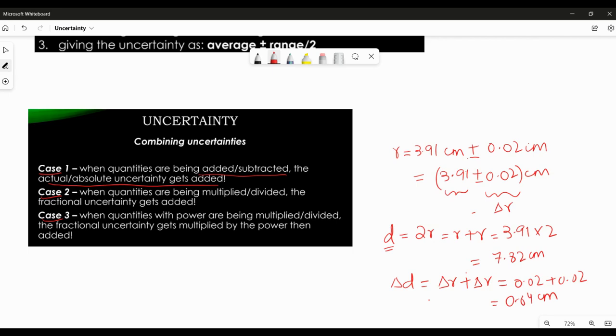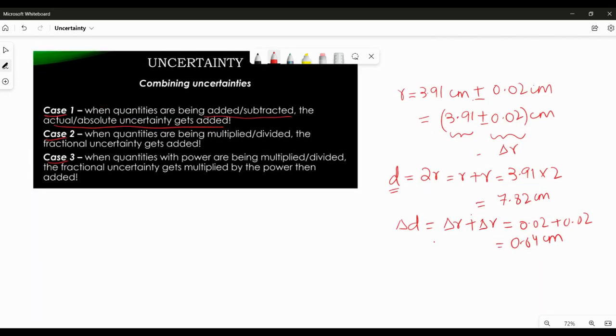So if I have to give the value of diameter, I will write it down as d, the average value of diameter, plus minus its absolute uncertainty, which becomes equal to 7.82 plus minus 0.04 centimeter. So now this is my diameter along with its absolute uncertainty, and you can see the radius uncertainty got multiplied by twice. Now, let's look at the second case.